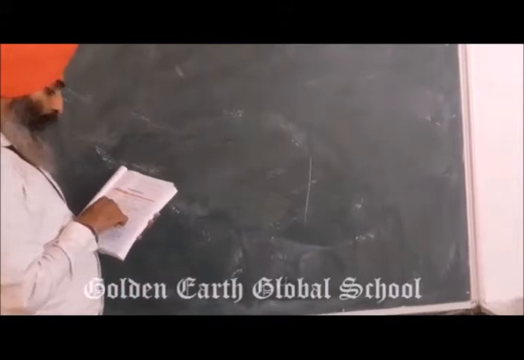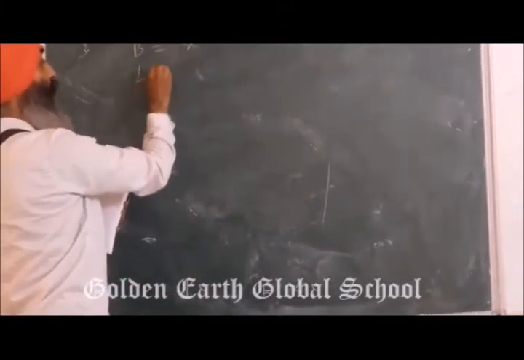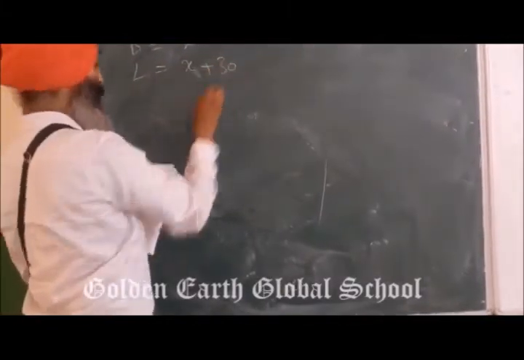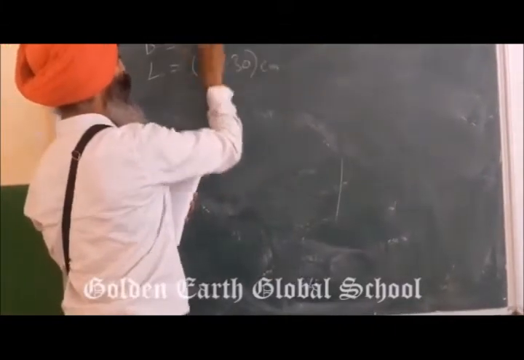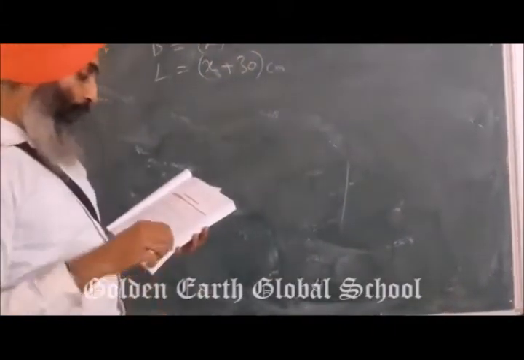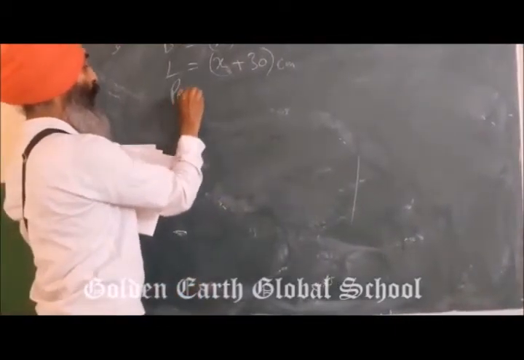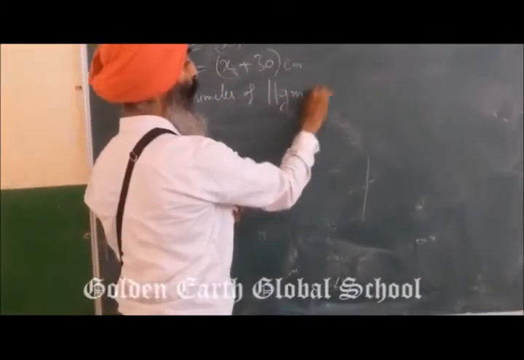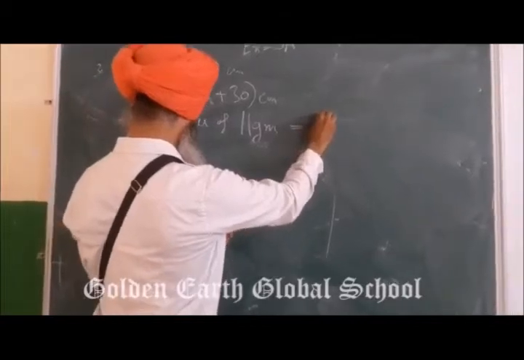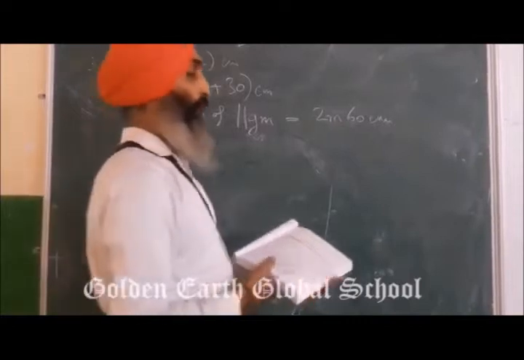So beta, your third question: the length of the parallelogram exceeds the breadth by 30. If the breadth is equal to x, then the length would be x plus 30, because it is given in the book. So you can write the units. Now it is a parallelogram. If the perimeter of the parallelogram is given as 2 meter 60 centimeter, then we have to find the length and the breadth.